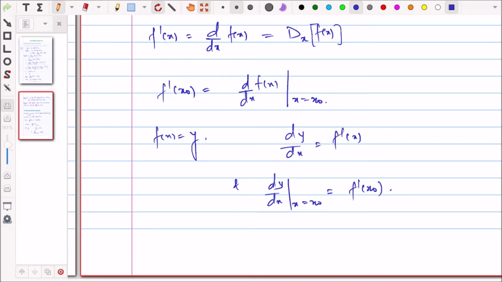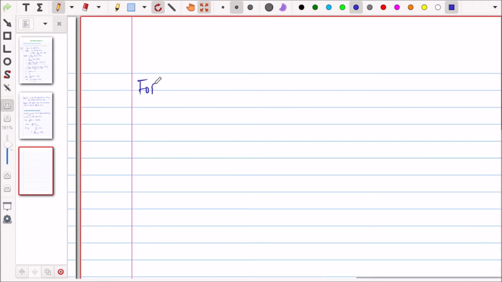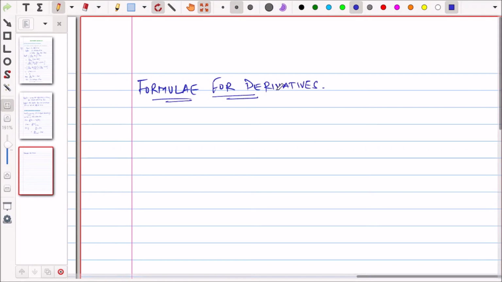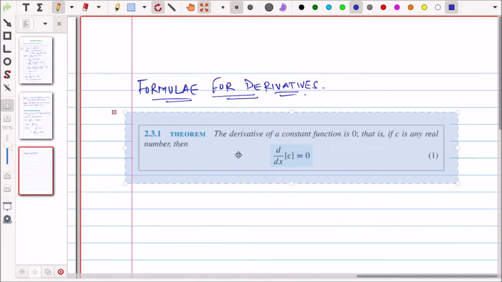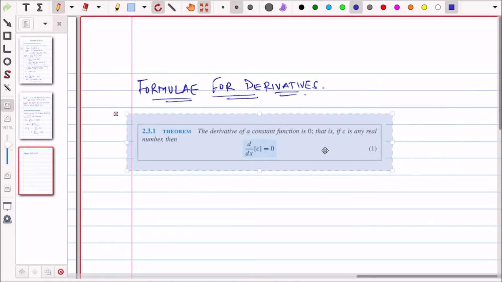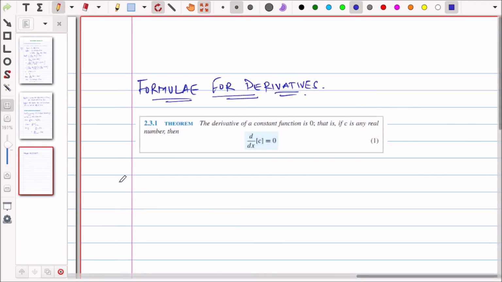So now we are going to do some results, some formulas for derivatives. We may use them later on, because we will be using these formulas in our successive differentiation. So that is why we need these formulas. What is the derivative of a constant? It is 0. Yes, you can prove it also.